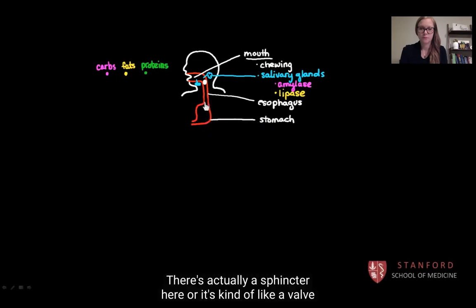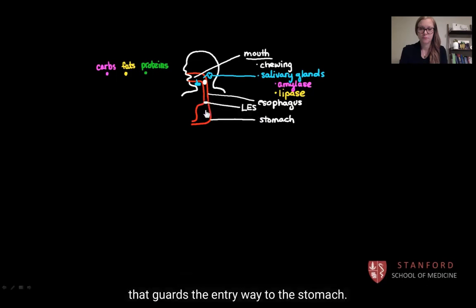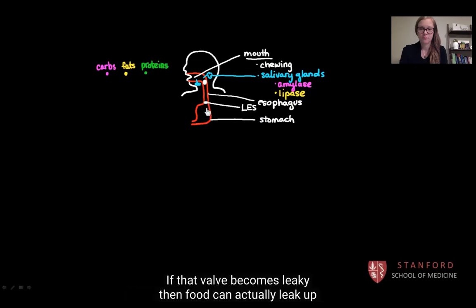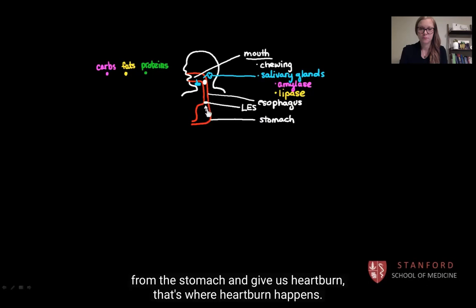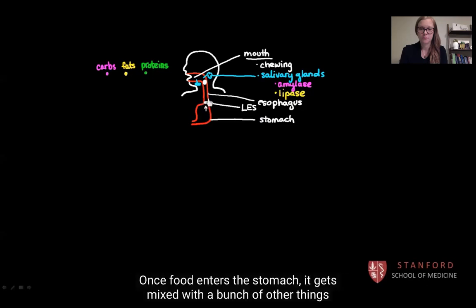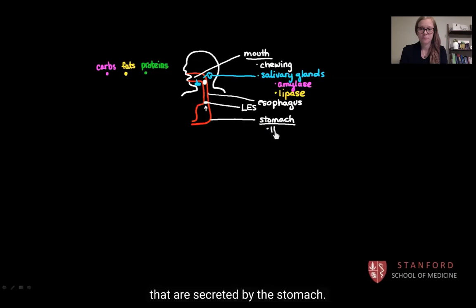And there's actually a sphincter here, or it's kind of like a valve that we call the lower esophageal sphincter that guards the entryway to the stomach. And if that valve becomes leaky, then food can actually leak up from the stomach and give us heartburn. That's where heartburn happens. So once food enters the stomach, it gets mixed with a bunch of other things that are secreted by the stomach.